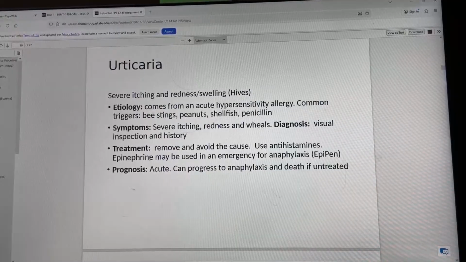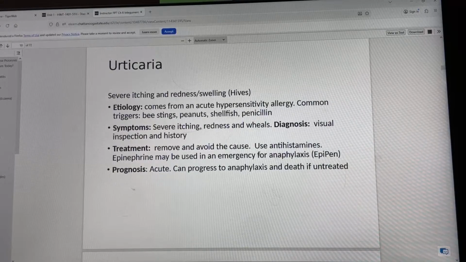Okay, so treatment for this, obviously, is just try not to come in contact with whatever that thing is. So if you're allergic to peanuts, don't eat peanuts, so avoid the triggers. But if you are currently having an allergic reaction, antihistamines are going to be real helpful. You've probably heard of Benadryl. Benadryl is probably the most common antihistamine that comes to mind.